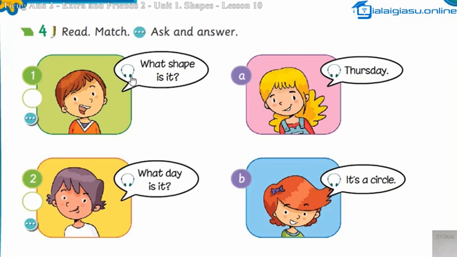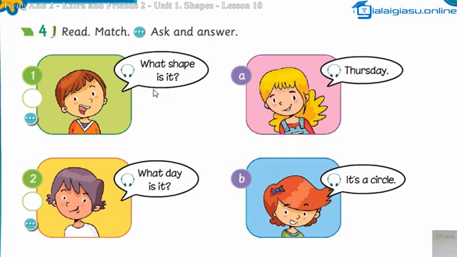What shape is it? That is number one. What day is it? And there are two answers. Thursday. And B? It's a circle. All right. Now, we'll do number one.